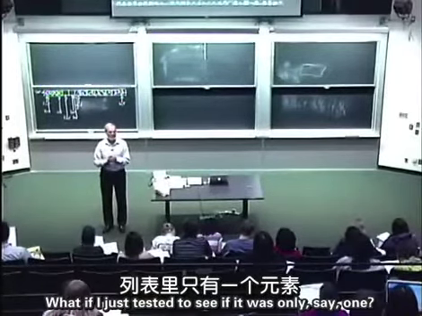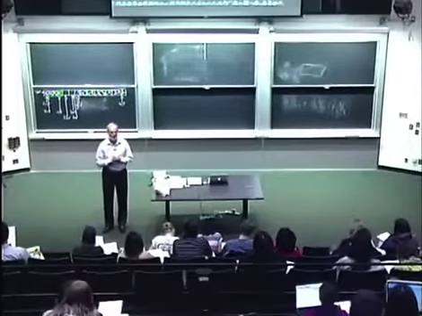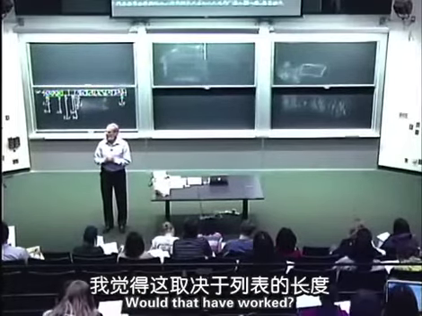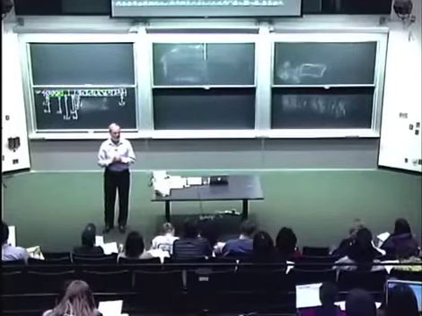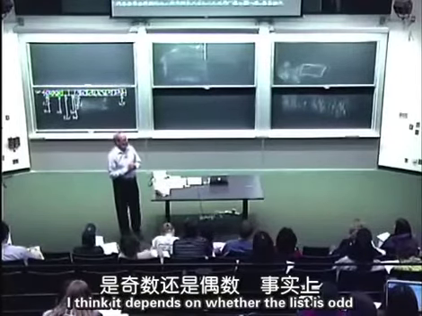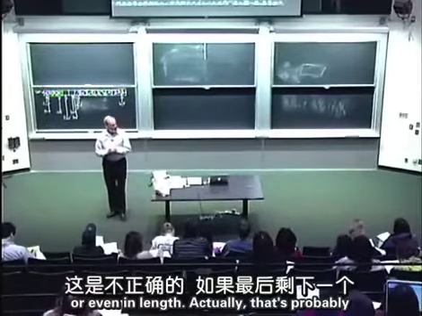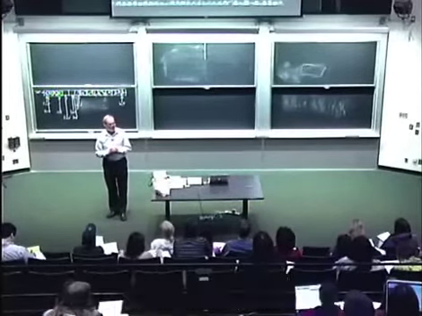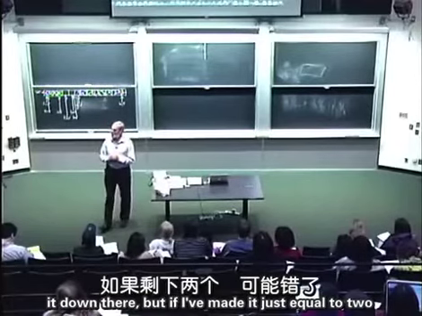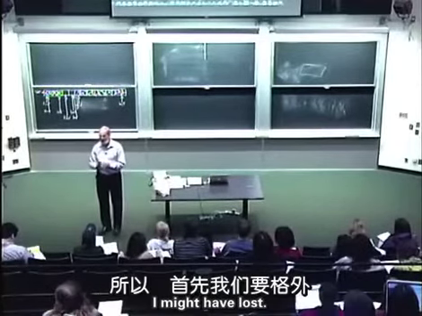What if I just tested to see if it was only, say, 1? There was 1 element in there. Would that have worked? I think it depends on whether the list is odd or even in length. Actually, that's probably not true. With 1, it'll probably always get down there. But if I made it just equal to 2, I might have lost. So first of all, I've got to be careful about the end test.